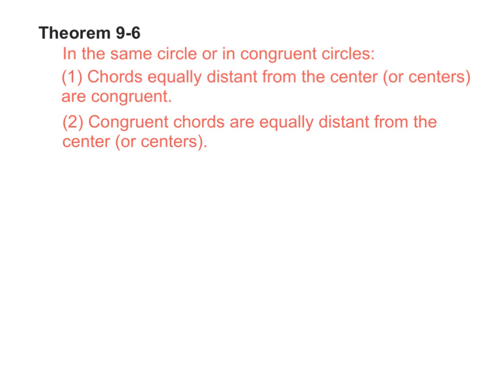And finally, the last of these three theorems in this section is Theorem 9-6. And this theorem states, in the same circle or in congruent circles, 1. Chords equally distant from the center or centers are congruent. 2. Congruent chords are equally distant from the center or centers.